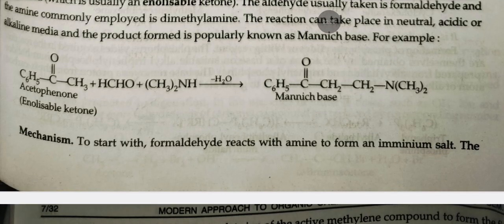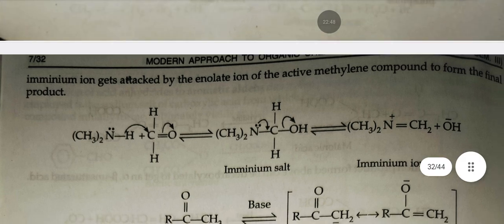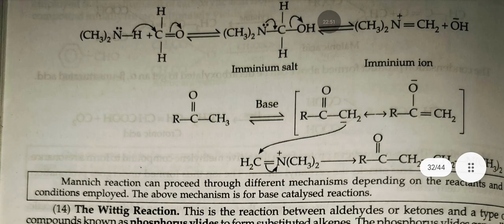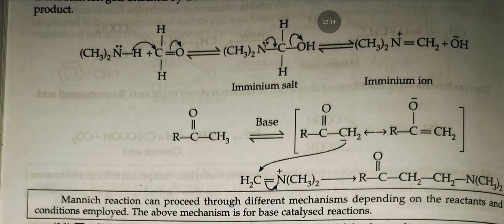The mechanism is to start with formaldehyde, which reacts with the amine to form an iminium salt. The iminium ion gets attacked by the enolate ion of the active methylene compound to form the final product. For example, (CH3)2NH plus CH2=O. Here H will react with C and the pi bond will shift towards O, and in resonance (CH3)2N with its lone pair will now be attached to carbon, and finally the iminium ion is formed.